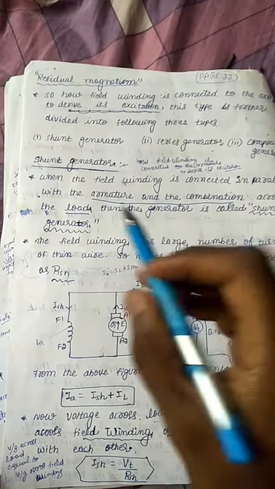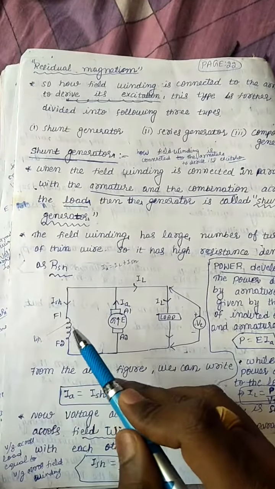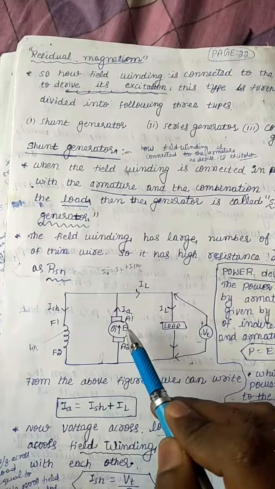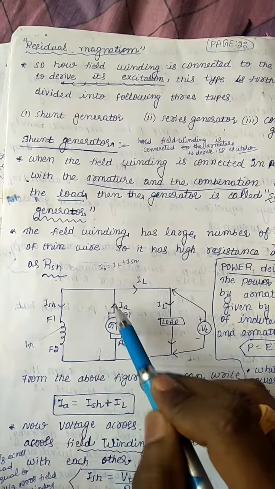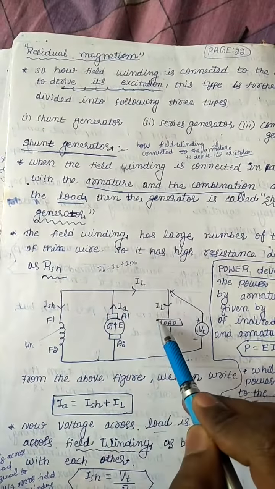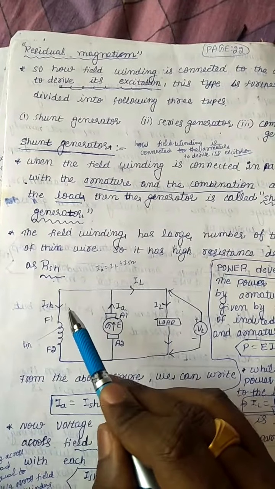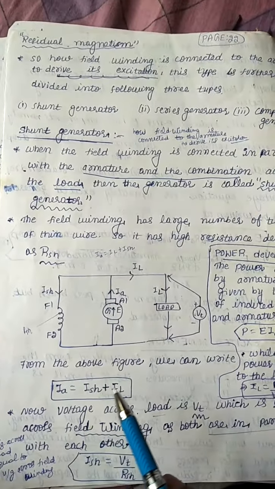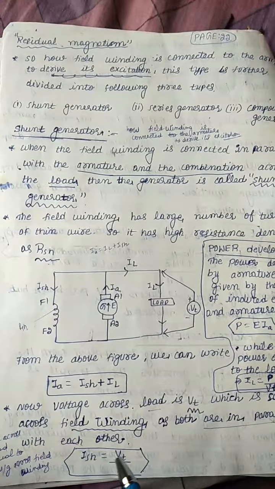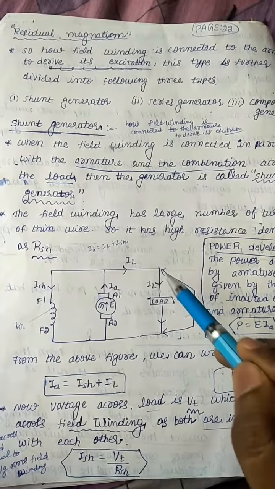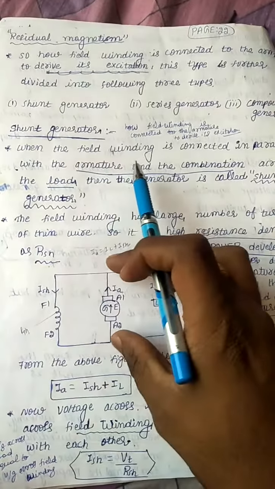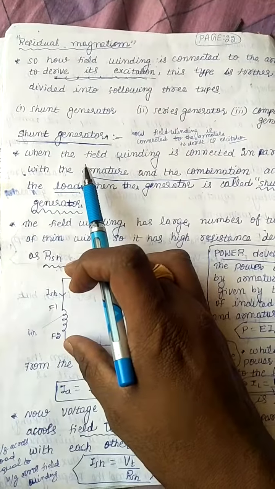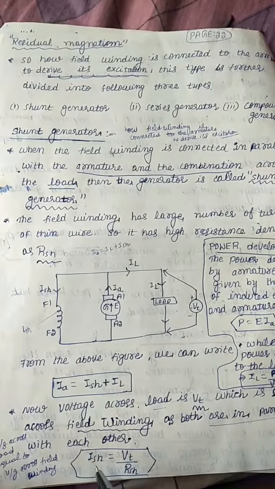Again the self excitation is divided into two types, shunt generator and series generator. In the case of a shunt generator, the field winding is connected in parallel with the generator along with the load. Ia is the armature current, IL is the load current, ISH is the shunt current. So Ia is equal to ISH plus IL. Vt is the terminal voltage, and across the parallel combination the voltage remains the same. Therefore Vt is equal to ISH into RSH. So we get the expression for ISH.